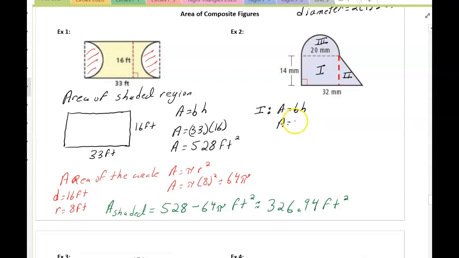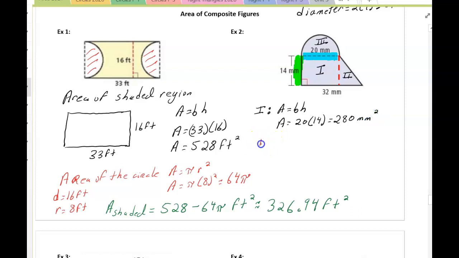And the base is going to be this 20 centimeters, which is going across the top. And the height of the rectangle is this 14, which I'm shading in green. So for the rectangle, the area of section 1 is going to be 20 times 14. And 20 times 14 on our calculator is 280 millimeters squared.